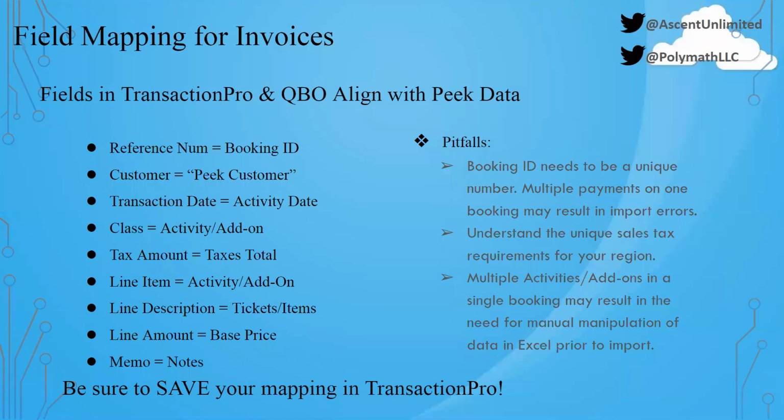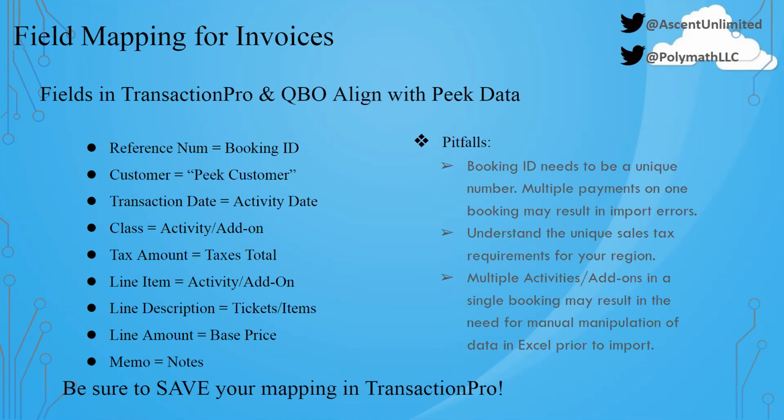So note that if I don't list a field here that is part of the TransactionPro window, it might not be necessary if it's not listed on this slide. Once again, each business is unique, but you probably don't need the shipping address, for example, in your export. So the reference number is our booking ID.